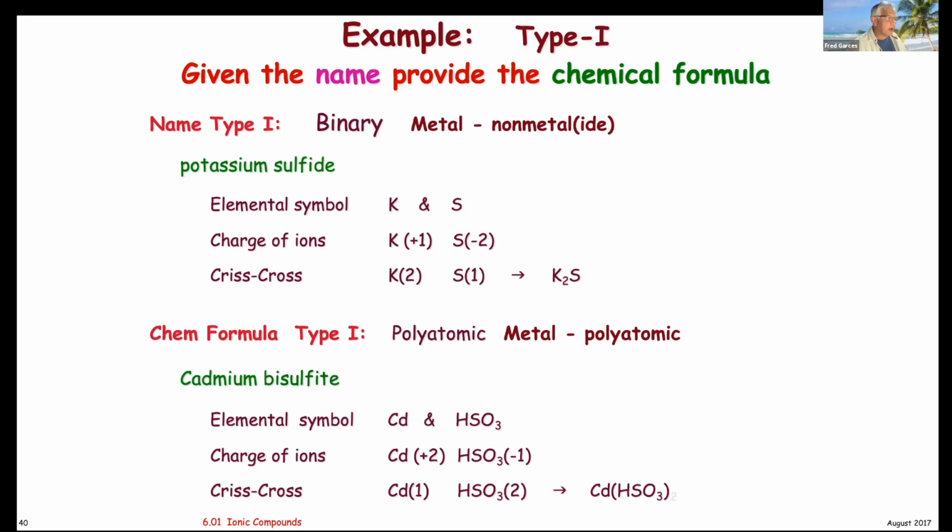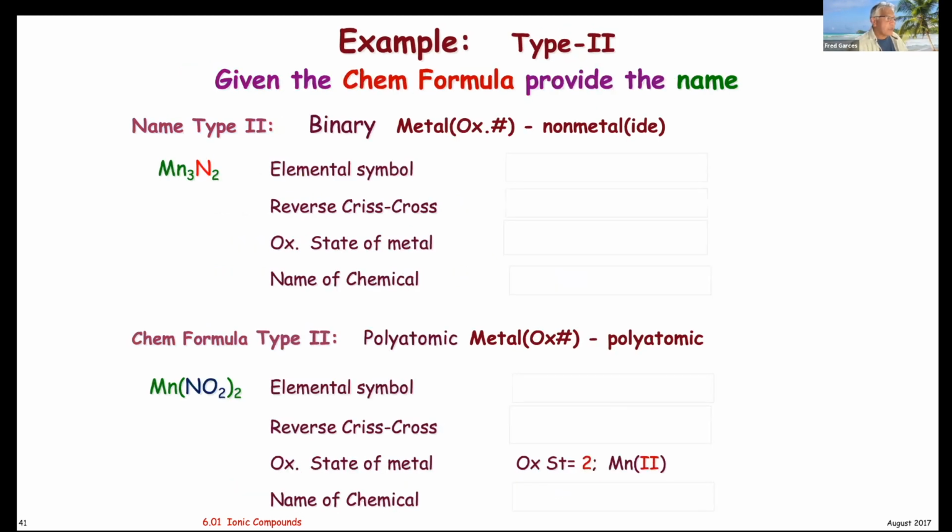Let's take a look at this one, manganese. This is a type 2. Type 2 means that the charge varies. So you have to indicate it with a Roman numeral right here. We have manganese and nitrogen.